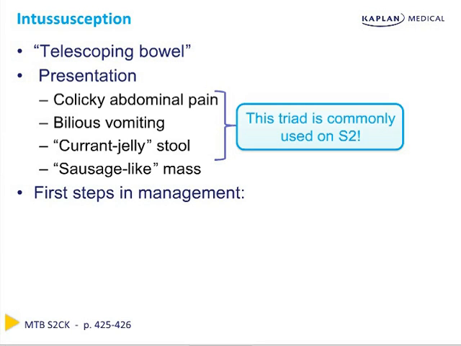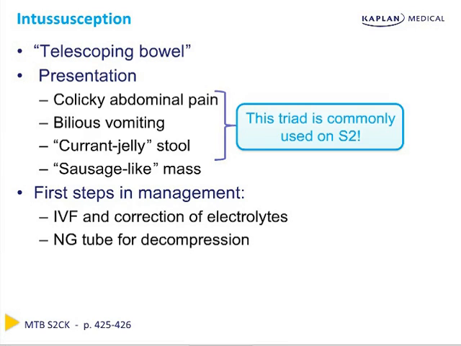The first step in management, though, like everything we see with persistent vomiting, you've got to get IV fluids on board because you want to correct the possibility of a contractional alkalosis, and they're just in general going to be dehydrated. And then you want to decompress the gut to relieve any terrible symptoms.